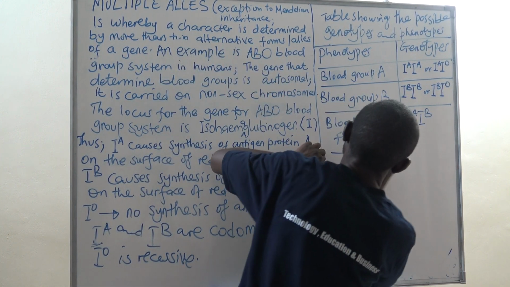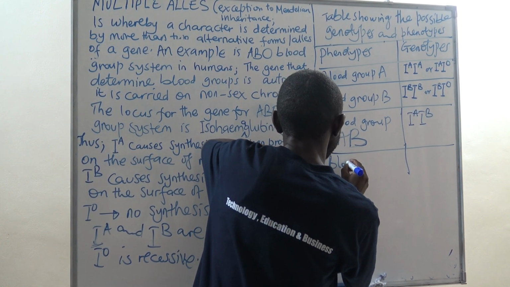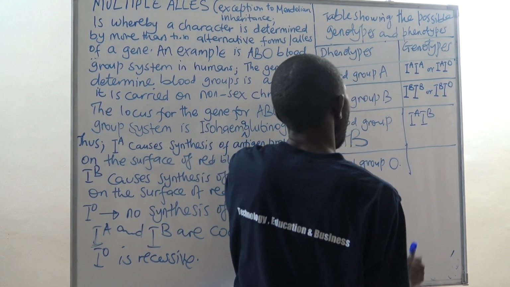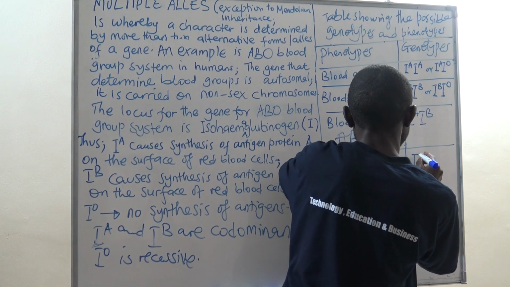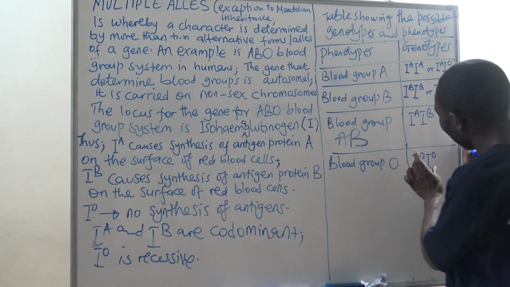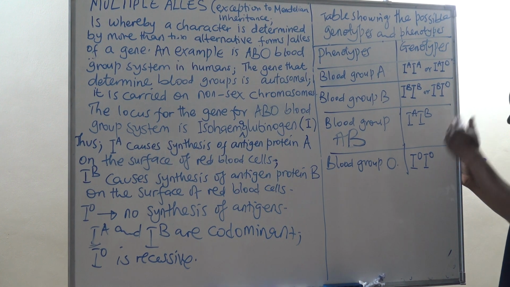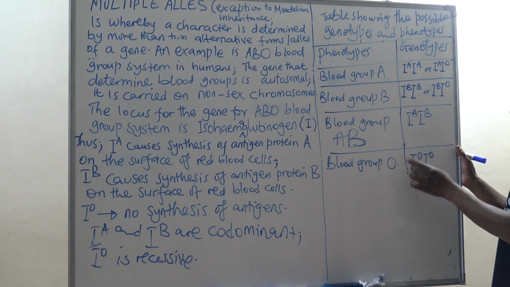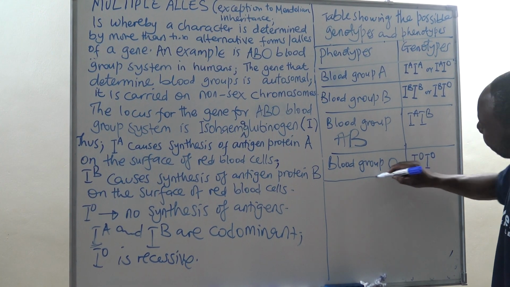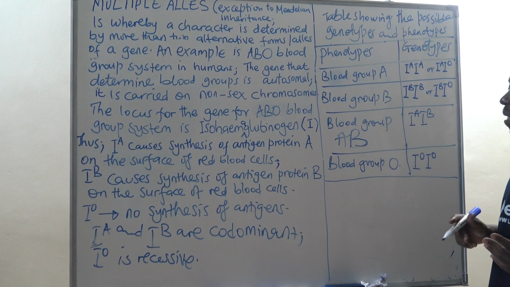And then lastly in the table, another character is blood group O. Here we shall have IO IO. Writing I simply means that the alleles are carried on another gene called isohemagglutinogen. So that is where we are, members. In the next episode, we shall be dealing with an example.